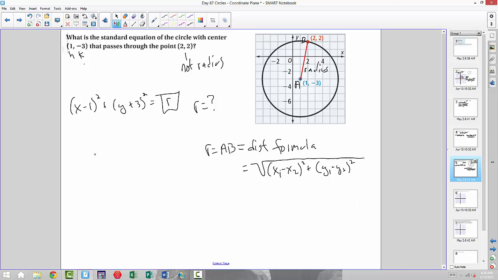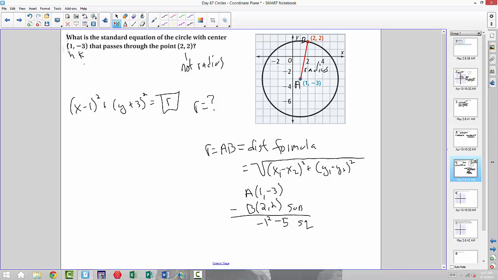So, using the distance formula, A is 1, negative 3, B is 2. So remember distance formula, line them up. Subtract: 1 minus 2 is negative 1. Negative 3 minus 2 is negative 5. So subtract.